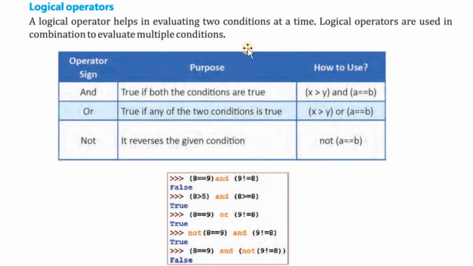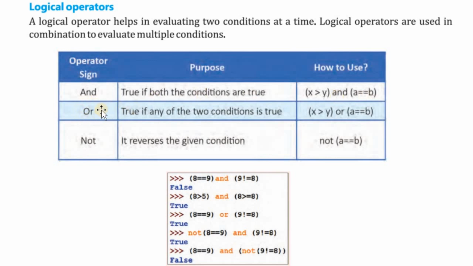Next, logical operators. Now, a logical operator helps in evaluating two conditions at a time, and logical operators are used in combination to evaluate multiple conditions. For example, here you are asking if both are possible or not. One is x greater than y, and next is a is equal to b. Since this is an AND, the output will be true only if both are true. Otherwise the output will be false.